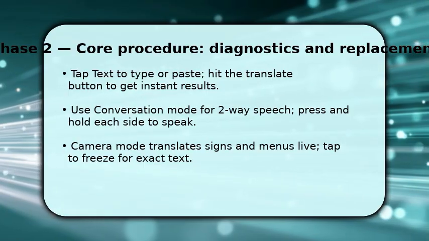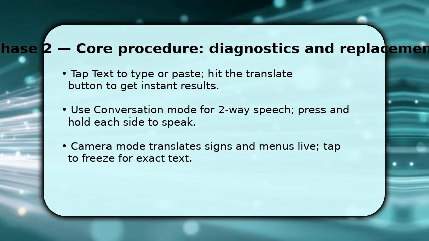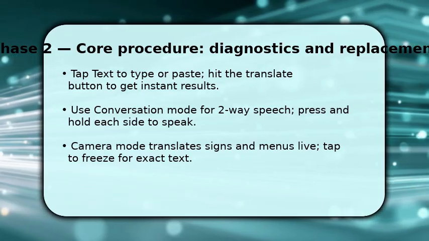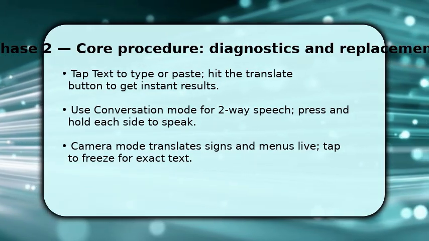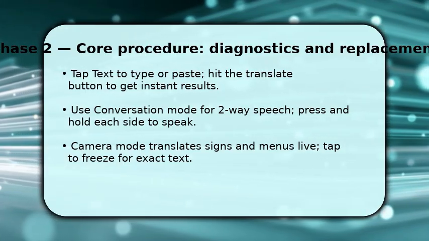If you type or paste text, hit translate and read the result. This is precise for words and phrases. For live interaction, switch to conversation mode so you and another person can alternate speaking. Press and hold your side to record.